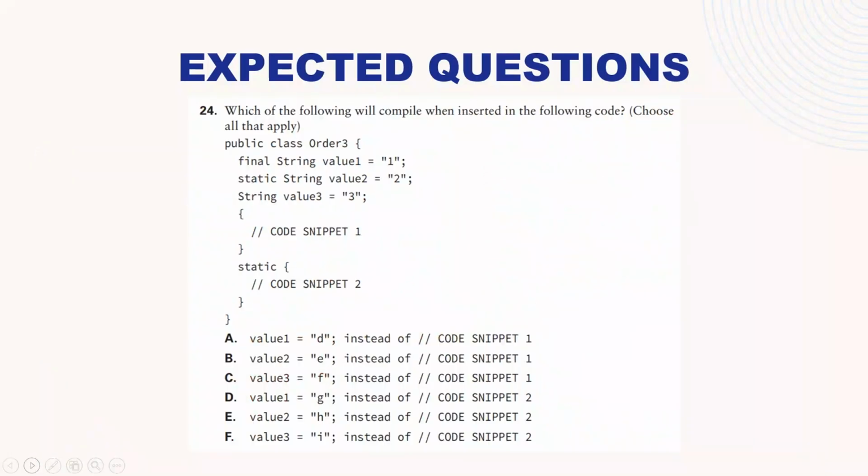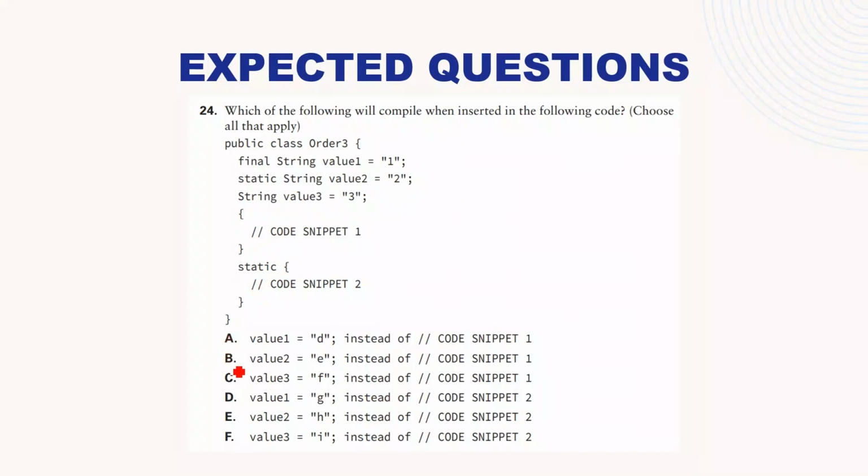Question number 24, guys. Now which of the following will compile when inserted in the following code? Choose all that apply. Public class Order3, and then we have a final String value1 equals 1, and then static String value2 equals 2, then String value3 equals 3, and then we have this instance initializer block and then this static initializer block. What will we do to make these things compile?